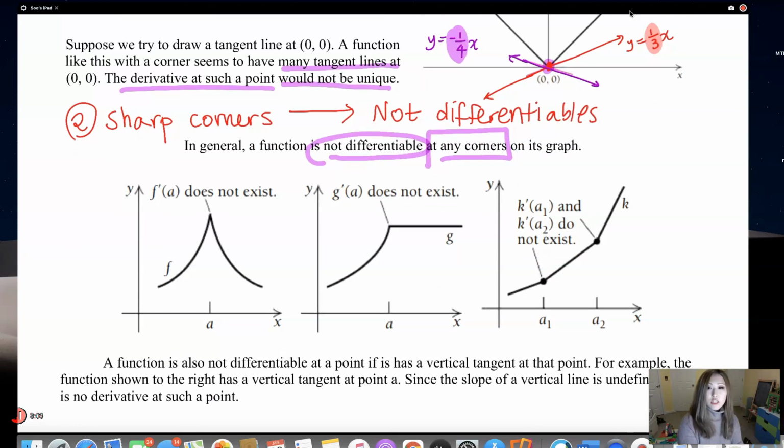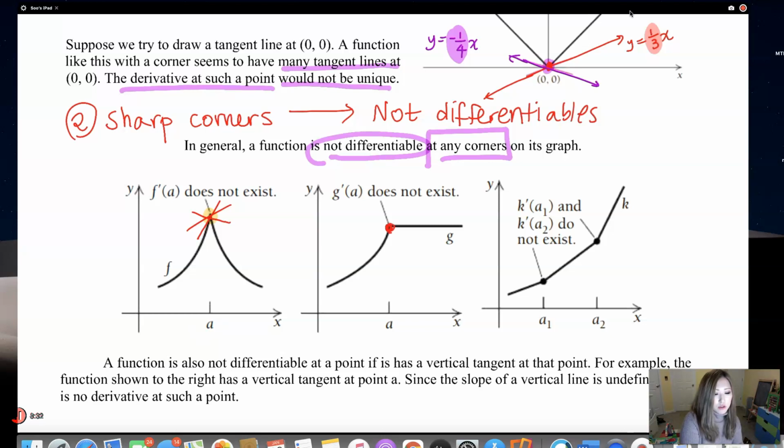Okay, but look at these 3 pictures that I have copied over here for you. You see the sharp corner right there? We should be able to draw multiple tangents, and that's not good. We should have a unique tangent line. So f prime of a does not exist. We can also say that f is not differentiable at a. Okay? All right, another one.